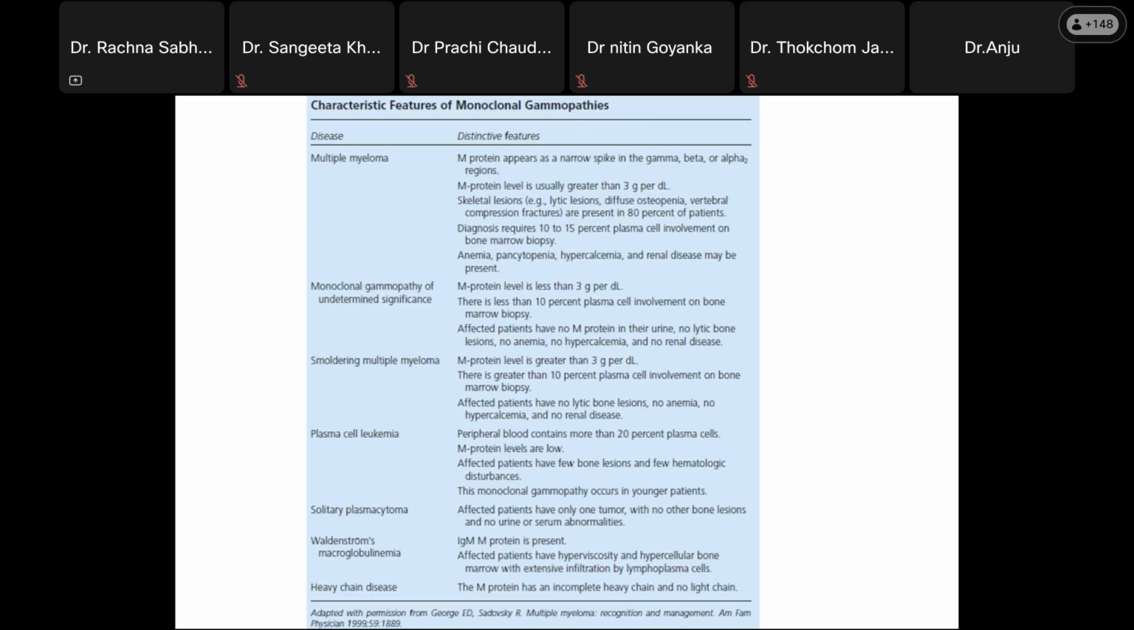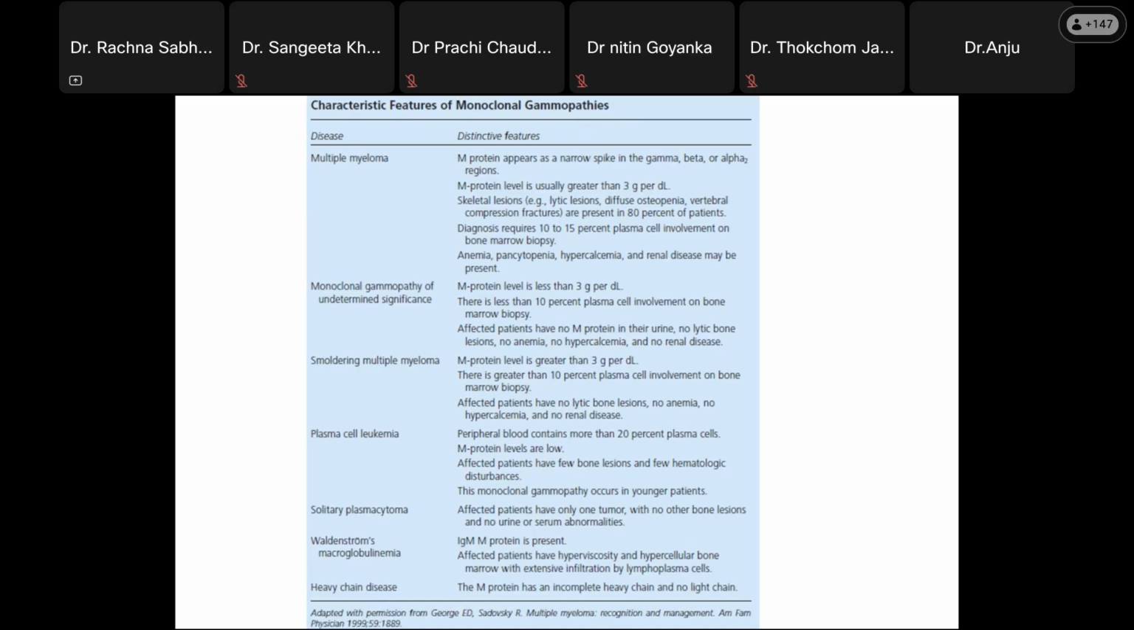Now, we have already discussed this, but again you can have a look at this table. What are the various differentiating features? Because you have to give a diagnosis in this case. You cannot just give the tracing or the value to the clinician. The clinician will ask you, what is the diagnosis? So we have to keep in mind various conditions which lead to changes in levels of these monoclonal bands: smoldering multiple myeloma, MGUS, that is monoclonal gammopathy of undetermined significance, and multiple myeloma.